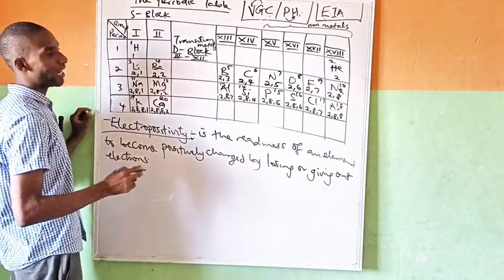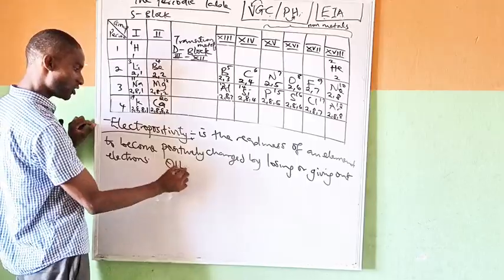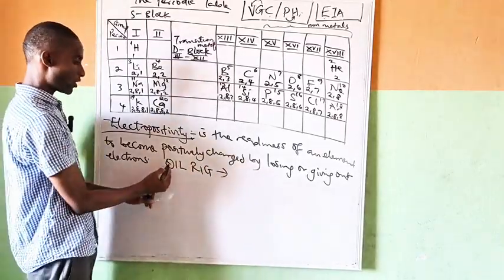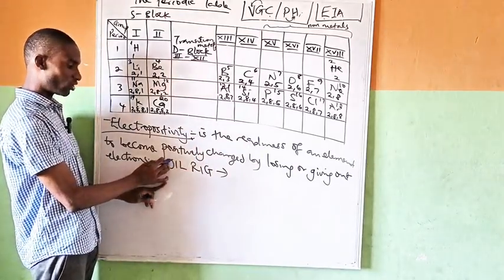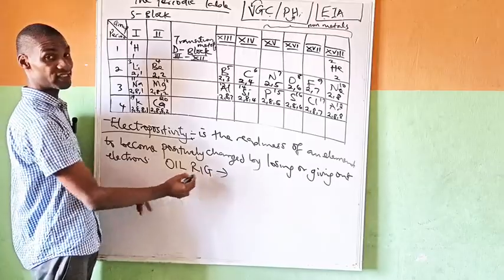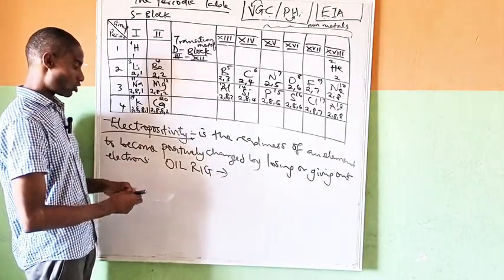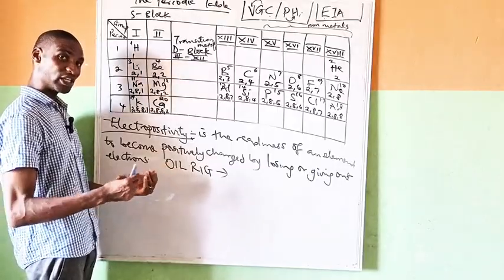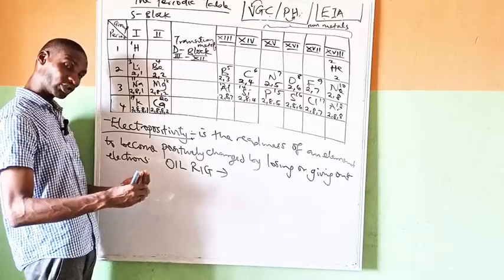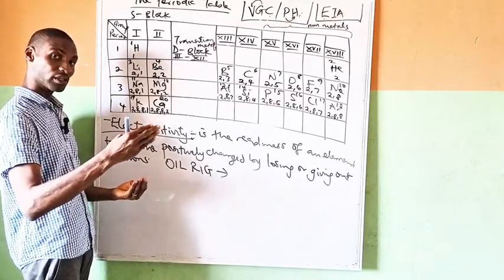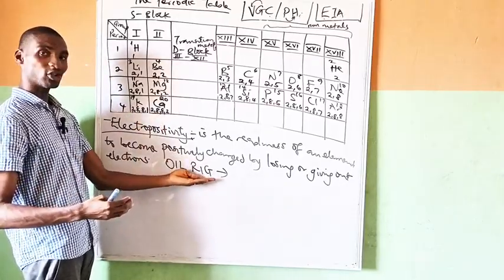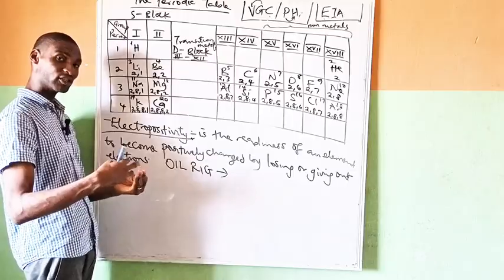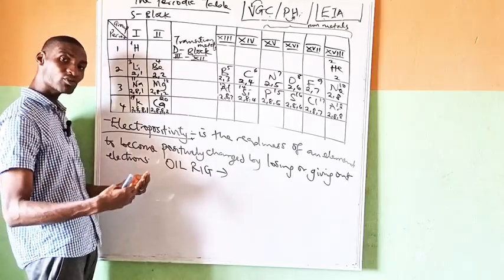Now let me give you another acronym here. OIL RIG. What is the meaning of OIL RIG? OIL RIG is oxidation is loss, reduction is gain. So oxidation, which is loss of electron, is also when the oxidation number increases. All right, while reduction is when your oxidation number reduces. It is the gaining of electron that will make your oxidation number reduce.